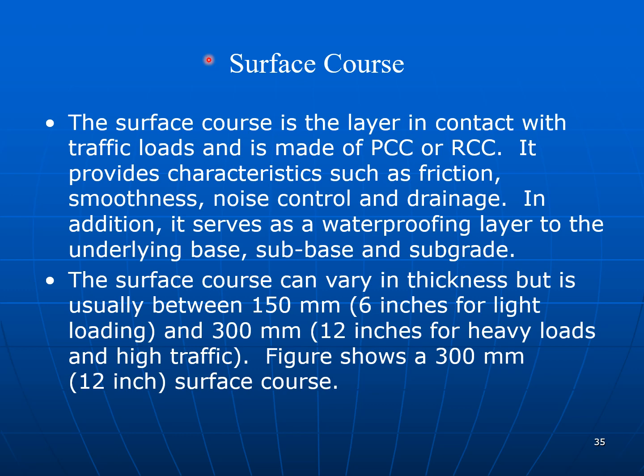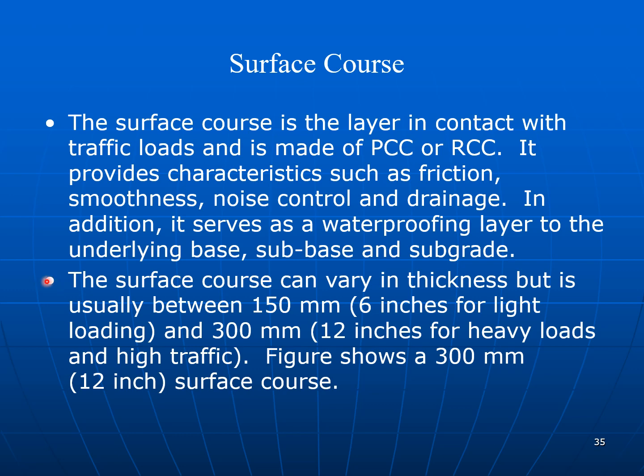So first look at the surface course. The surface course is the layer in contact with traffic loads and is made of PCC or RCC. It provides characteristics such as friction, smoothness, noise control, and drainage. In addition, it serves as a waterproofing layer to the underlying base, subbase, and subgrade. The surface course can vary in thickness but is usually between 150 mm and 300 mm.